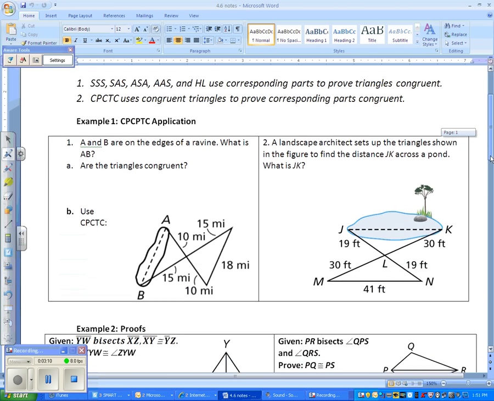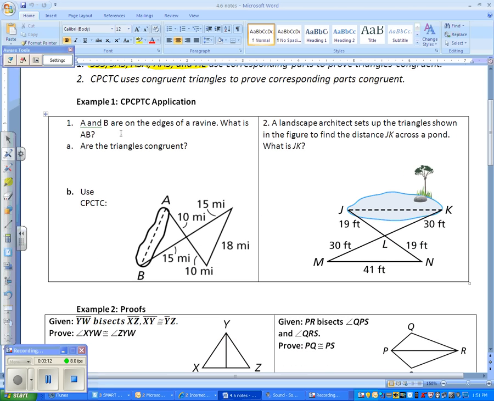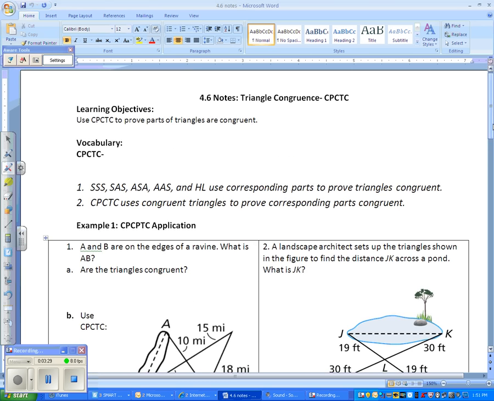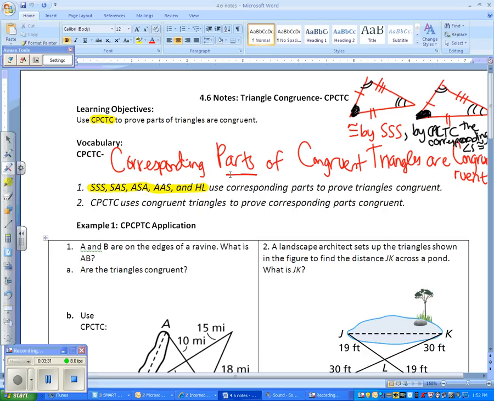So for example, number 1, it says A and B are on the edges of a ravine. What is the side length of AB? Or how long is AB? Okay, so let's look at this. And this kind of looks a little confusing. But whenever I'm asking you about parts, I want you to first think about proving the triangles are congruent. Then I want you to use CPCTC. That's the process that you're going to use.